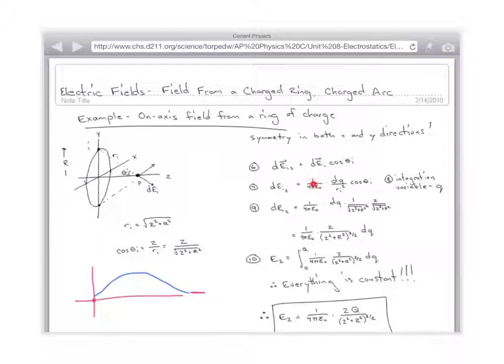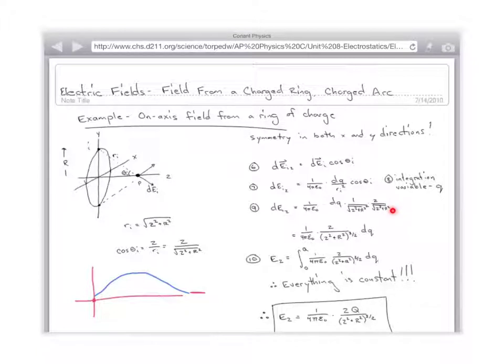So it's k dq over ri squared times cosine theta. Good? Now, cosine theta from yesterday we know was, here's the triangle, here's theta, so it's adjacent over hypotenuse, so it's z, that's the distance along the z-axis, over ri. But ri is the square root of z squared plus r squared. So cosine theta is z over the square root of z squared plus r squared. Good so far?